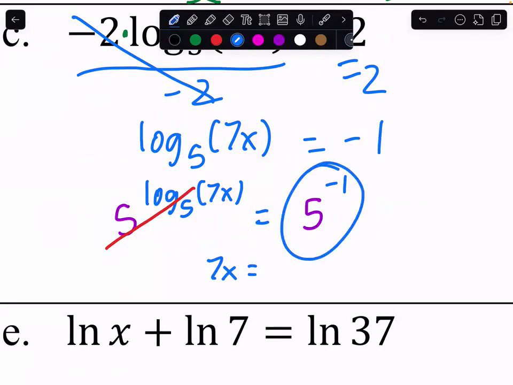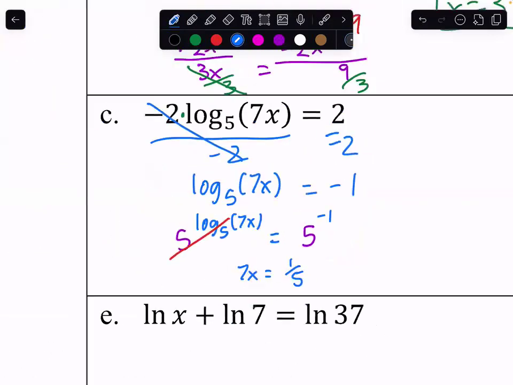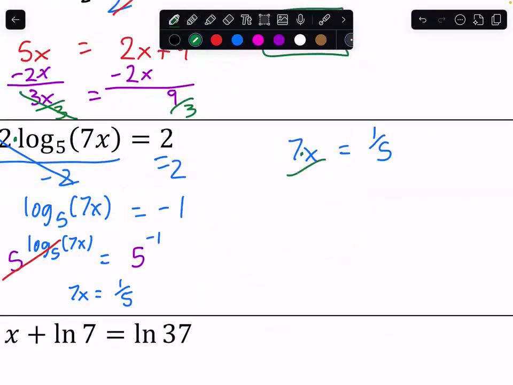And on the right side, you just need to do this calculation. 5 to the power of -1, negative exponents turn into fractions. So we get 7x equals 1/5. Let me continue over here. We want x, not 7x, so we need to get rid of the 7 that's multiplying the x. So let's divide both sides by 7.